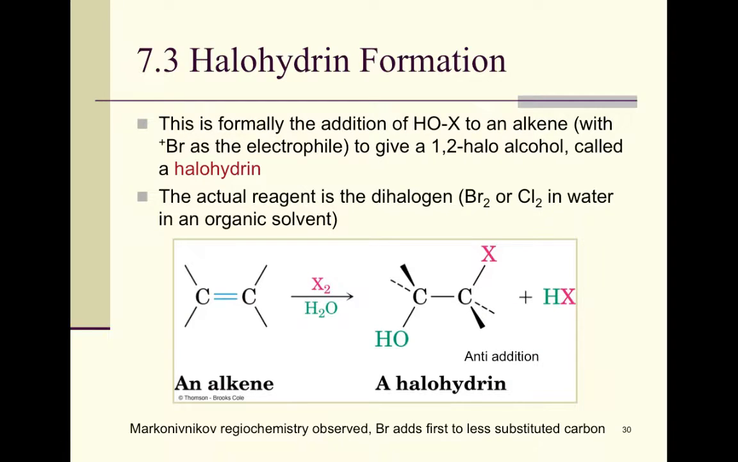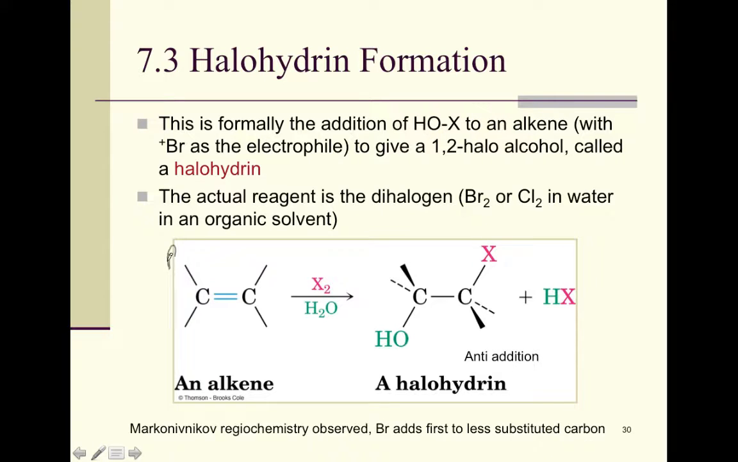Halohydrin formation. This is formally the addition of OH and X to an alkene with Br plus as the electrophile. This will give us a 1,2-dihalo alcohol called a halohydrin. The actual reagent is a dihalogen in water in an organic solvent. Note that Markovnikov regiochemistry is observed. Br adds first to the less substituted carbon.